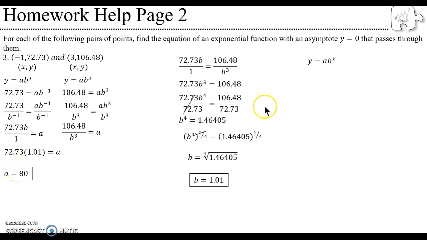We have a equals 80, b equals 1.01. Plug it in here. Get y equals 80 times 1.01 to the x. And we got our final answer.